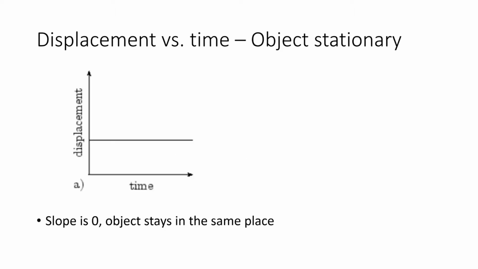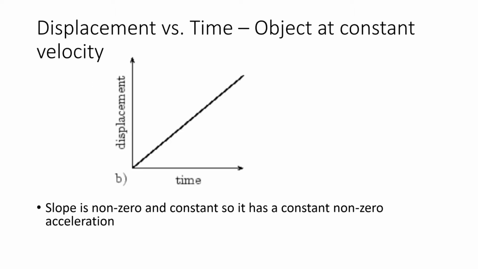Alright, in this first example here, the slope is 0, so the object just stays in the same place over time. So no velocity, it's at position, maybe 2 or 3, and it's just staying at that position the entire time. In this diagram, the slope is not 0, and the slope is constant as well, so it has a constant non-zero velocity, not acceleration.